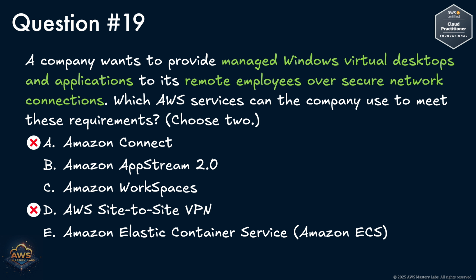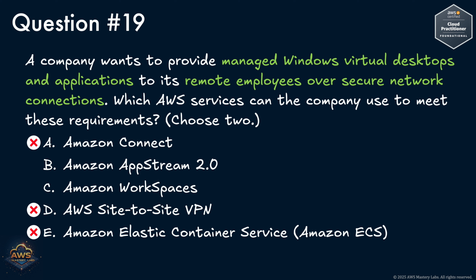AWS Site-to-Site VPN provides secure connectivity between an on-premises network and AWS, typically used to extend a corporate data center into the cloud. However, it is just a connectivity layer. It does not offer any virtual desktop infrastructure or application delivery capabilities. Incorrect, because this is a networking service for secure tunnels, not a solution for desktop or application access.